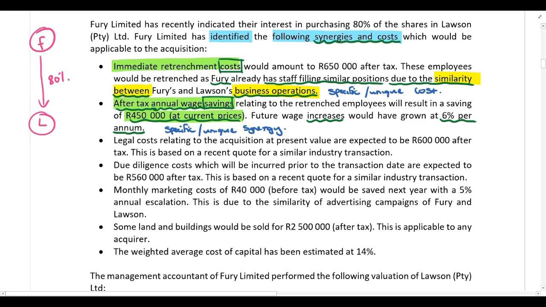We then have legal costs relating to the acquisition. At present value, they are expected to be 600,000 Rand after tax. And this is based on a recent quote for a similar industry transaction. So this is not specific to Fury Limited purchasing Lawson Pty Limited. This is based on a similar industry transaction. If any company buys the shares in Lawson Pty Limited, they are going to incur legal costs as a result of the acquisition. So this is going to be a general cost.